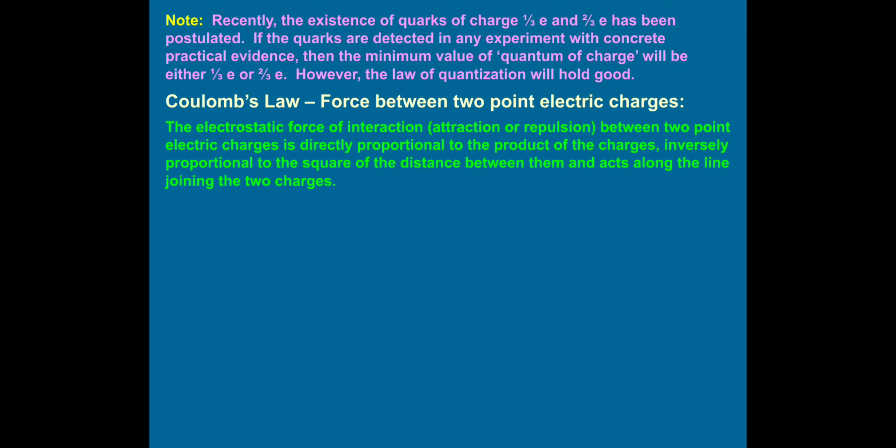So what is the definition of Coulomb's law? The electrostatic force of interaction between two point electric charges is directly proportional to the product of the charges, inversely proportional to the square of the distance between them, and acts along the line joining the two charges. What is its meaning?